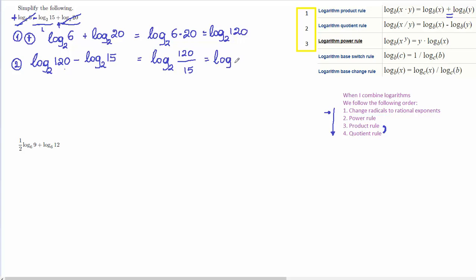So you have the log with base 2 of 8. Now, as we know, 8 is the third power of 2, so we can rewrite this logarithm as log of 2 to the third. And the result of that will be the exponent of the power with base 2, and this will be the number 3. So that will be our answer, 3.